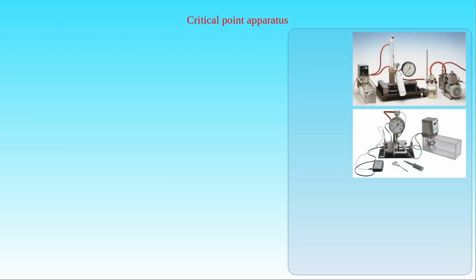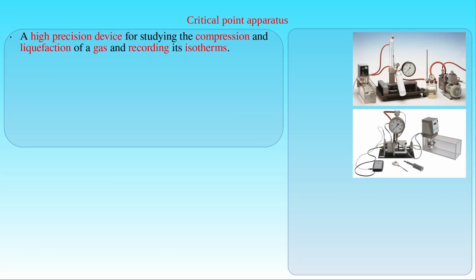Now we look at how to determine the critical point of any substance, that is, to measure its critical constants. Such a measurement is performed by using a so-called critical point apparatus, shown in the photos with 2 different implementations. It is a high-precision device for studying the compression and liquefaction of a gas and recording its isotherms in the pressure versus volume diagram. The apparatus includes a transparent measuring cell which is highly resistant to leakage and compression, enclosed in a transparent water chamber serving as a part of a thermostat.